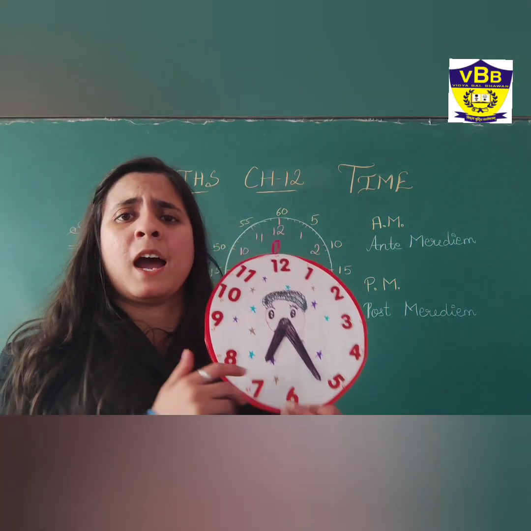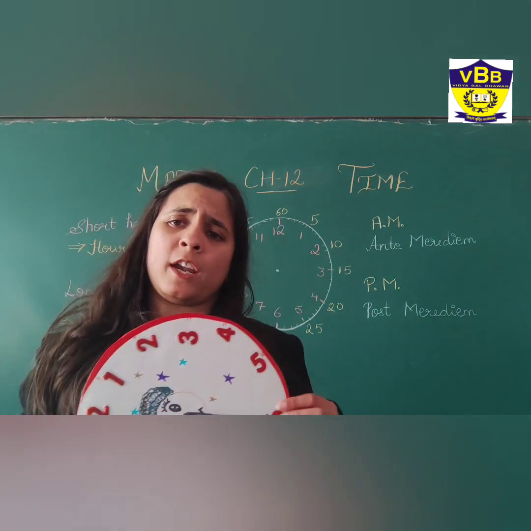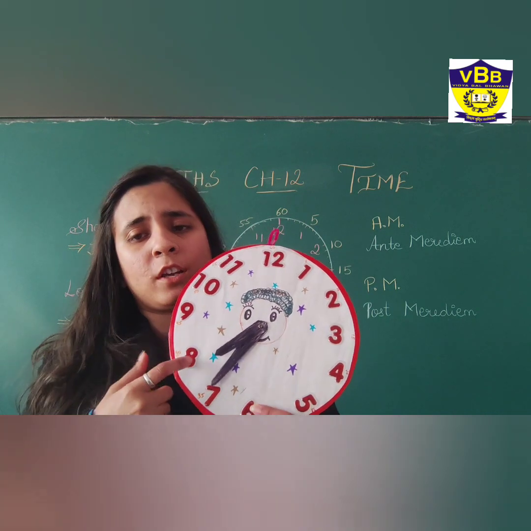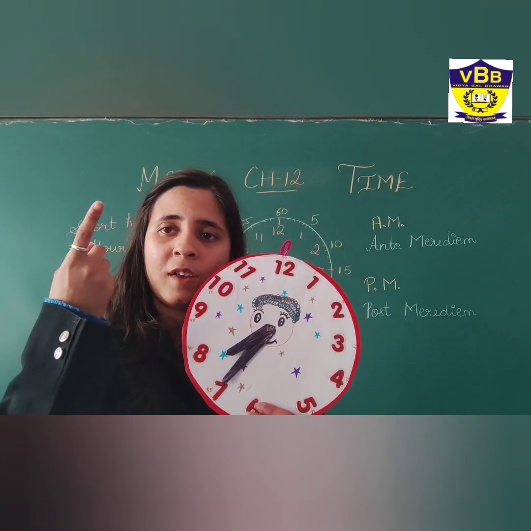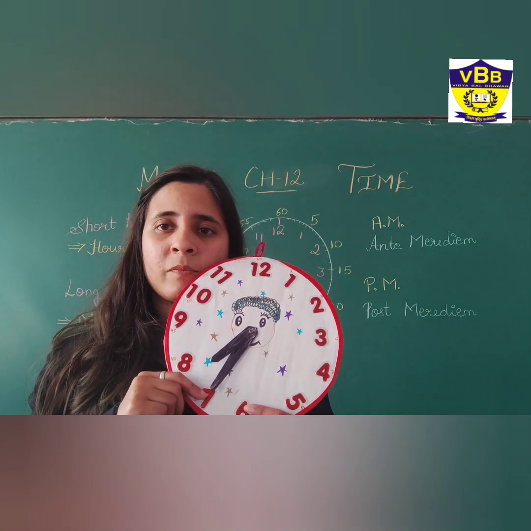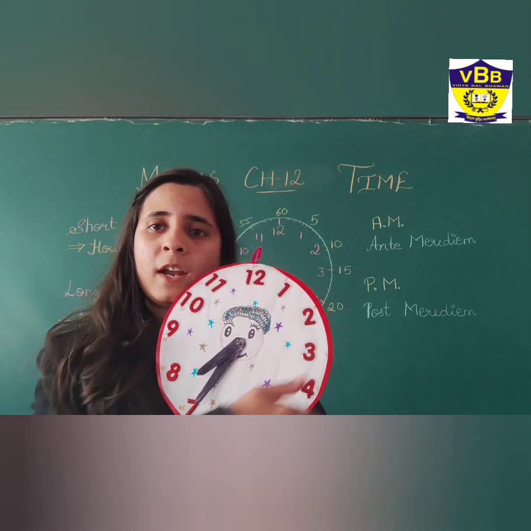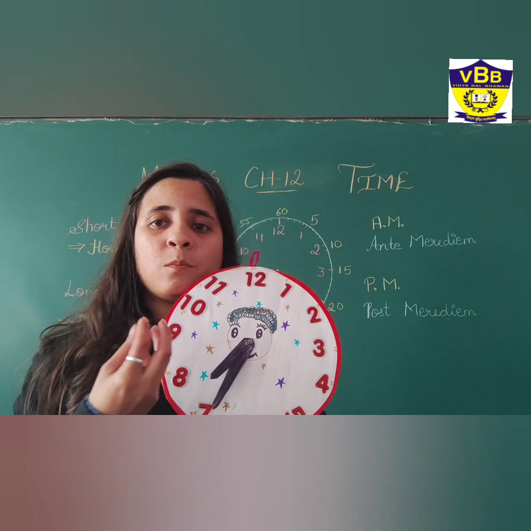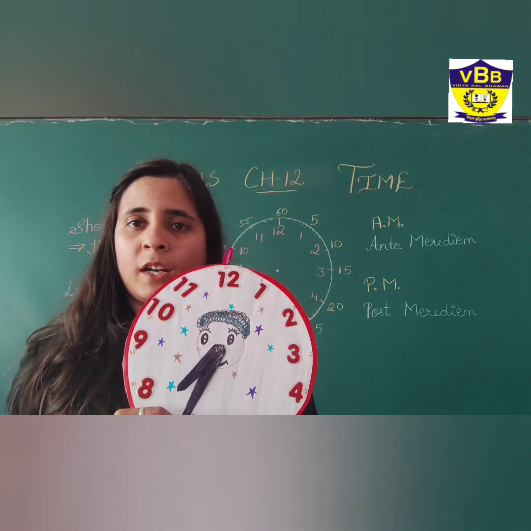It's 7:27. But how do we know whether it is morning or evening? The same time is displayed on the clock in the morning as well as in the evening, right? This is our 12-hour clock, only 12. So how can we get to know whether it's morning time or evening time?